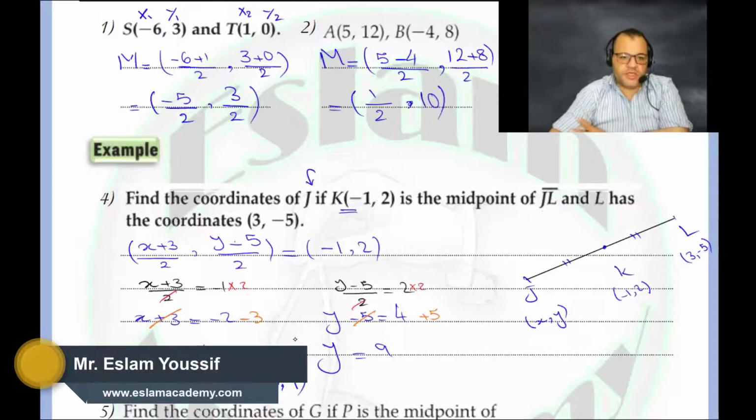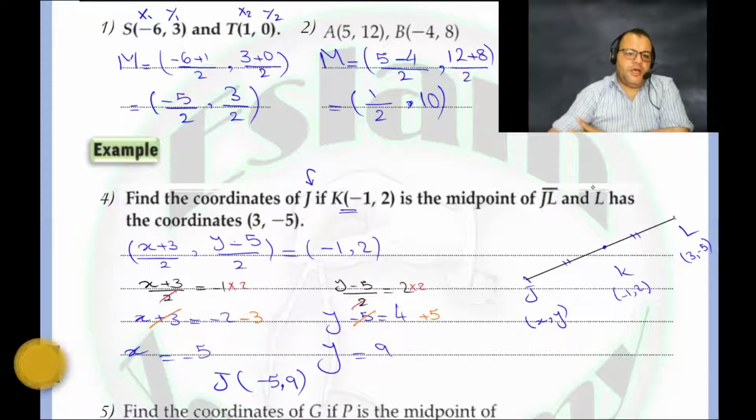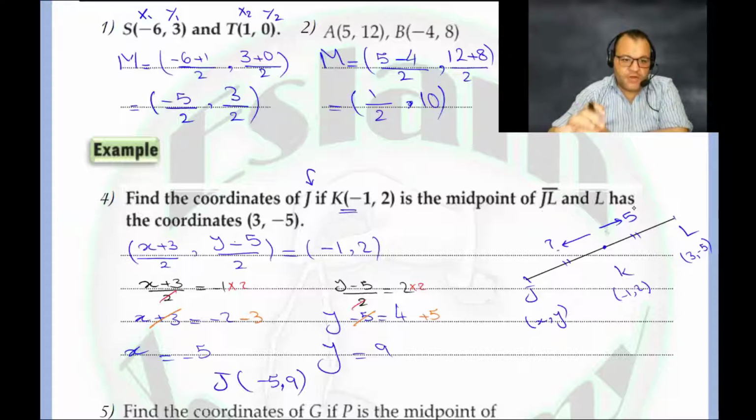Is there any other way that we can solve? Yes, there is another way. If I say the length of this part is 5, what is the length of this other part? 5. We are going 5 to the right, and 5 to the left, because K is the midpoint. It means we have two equal parts. So suppose I'm starting from x, going to the first x here that we have.